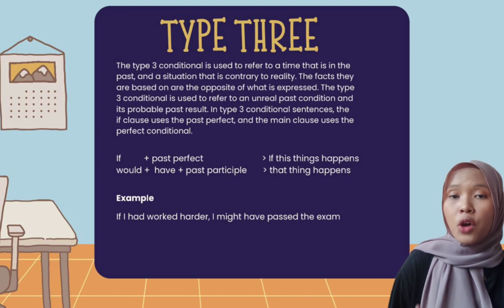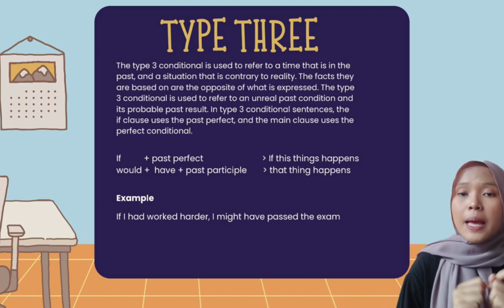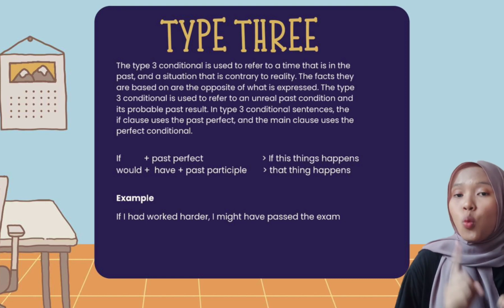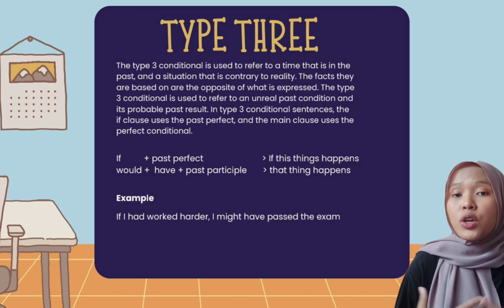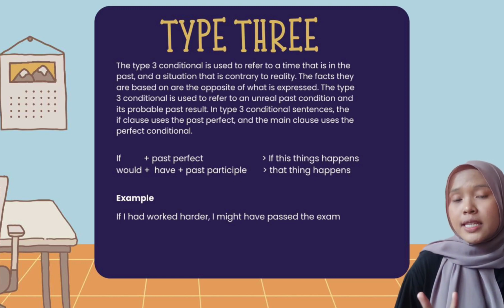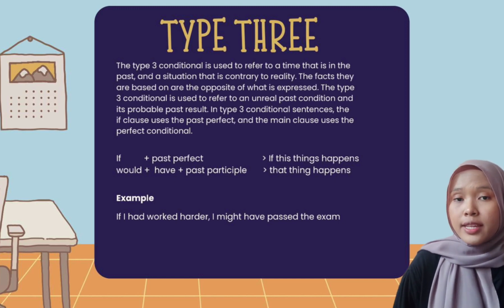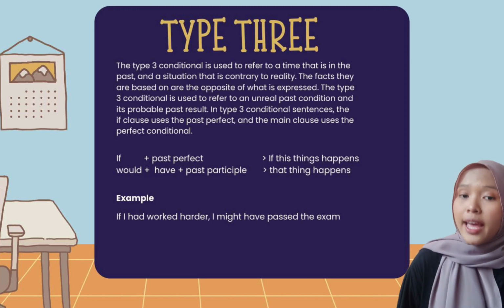And the form of conditional sentence type 3 is if plus past perfect, if this thing had happened, and would plus have plus past participle, that thing would have happened. An example from type 3 is number 1, if I had studied harder, I would have passed the exam. And the last, if I had worked, I might have passed the exam.